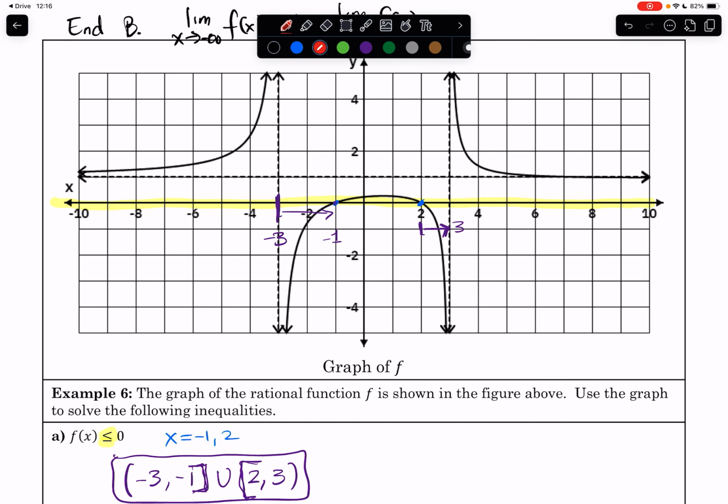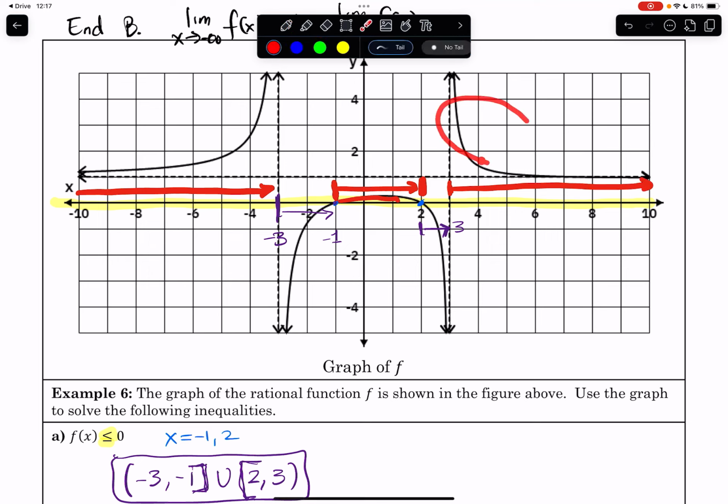From here to there. This portion of the graph is definitely above the yellow line. We're above the yellow line from here to there. This portion of the graph is clearly above the yellow line. And where else are we above the yellow line? Well, obviously from here all the way to there. This portion of the graph is above, again, the yellow line.